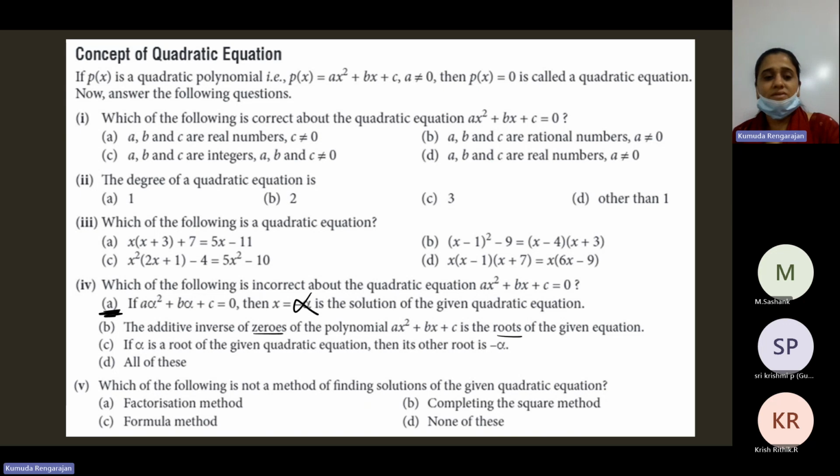What it means there in B is that the zeros and the roots are negatives of one another. No, they're the same. Zeros, roots, both are the same. For a polynomial, we say zeros. For an equation, we say roots. But the values are the same. So that's also incorrect. And if one root is alpha, the other one is minus alpha. Maybe sometimes, but not always. So that's false. So all are incorrect. The correct option is all of these.